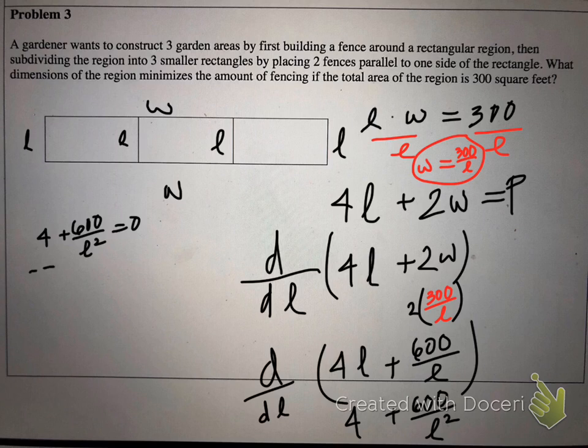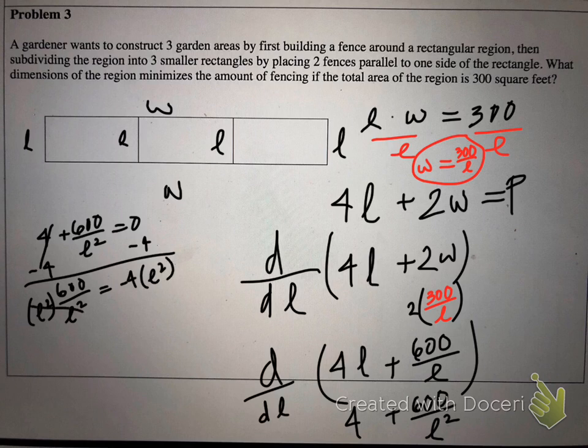So we go ahead and subtract 4, subtract 4. So we have 600 over L squared equals -4. So now we multiply both sides by L squared. This cancels and you're left with 600 equals -4 L squared. You got it?